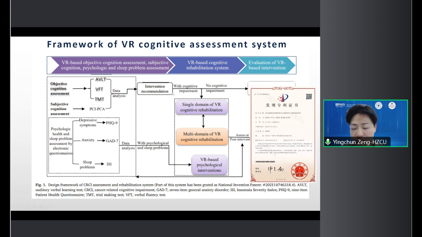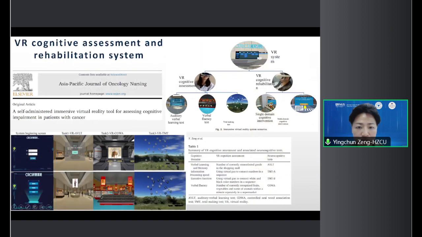This is very difficult for us to retain this as well. So this picture shows the whole system. This is the VR system. This is the first cancer patient we recruited for assessment. So these are the 3 key domains to assess cancer-related cognitive impairment.